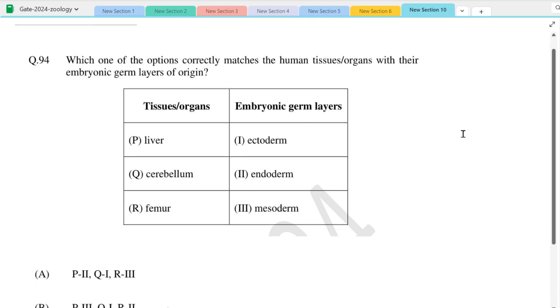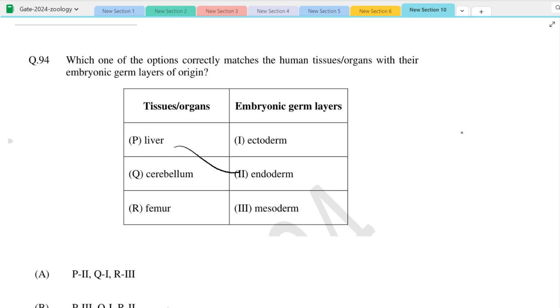Which one of the following options correctly matches the human tissues or organs with their embryonic germ layers of origin? I have seen these types of questions being continuously repeated in many GATE papers and even other biology competitive exam papers. So I would request all the examinees to frequently revise these chapters so that it's really helpful. The correct answer here is, for liver, it is 2, that is, it's from the endoderm.